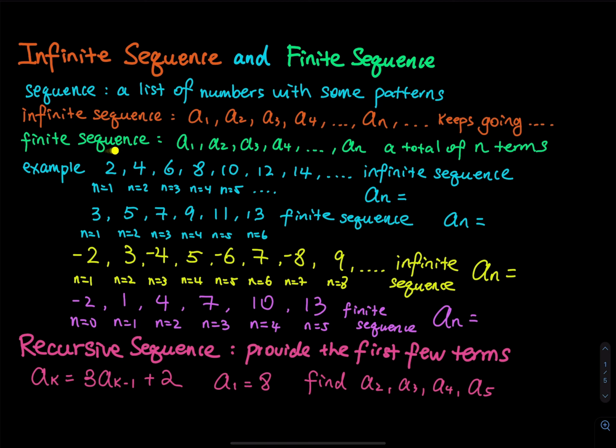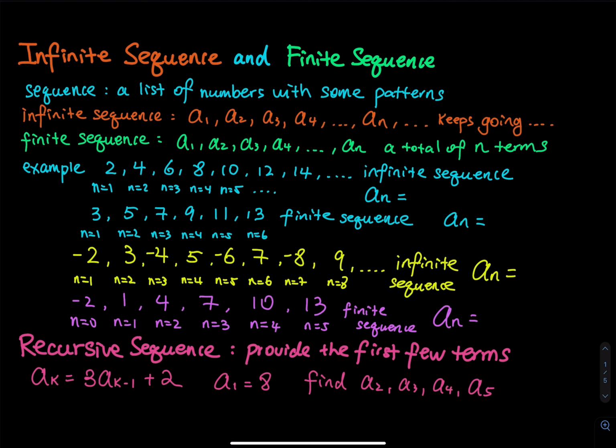And then for a finite sequence, we start at the first term, A1, and then A2, A3, A4, and we go all the way up to AN. Since the number of elements in this sequence is countable, we call this a finite sequence. So there are a total of n terms. If you have 1, 2, 3, 4, 5, 6, 7, 8, 9, 10, you can call this a finite sequence. There are 10 terms in this sequence.